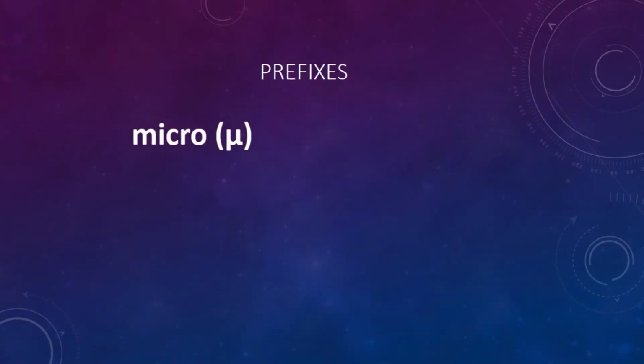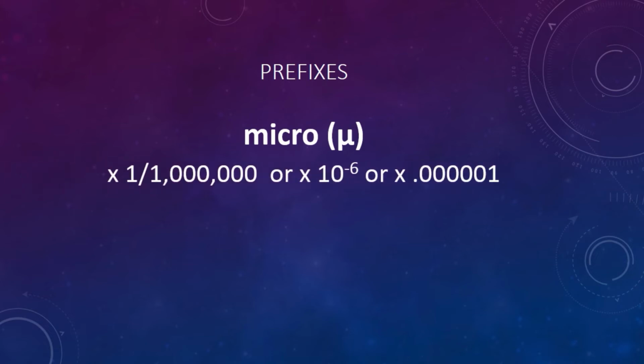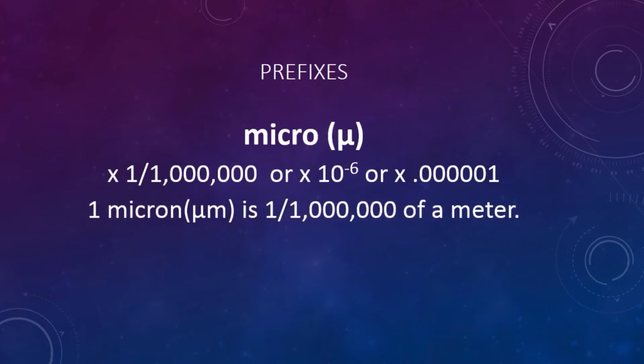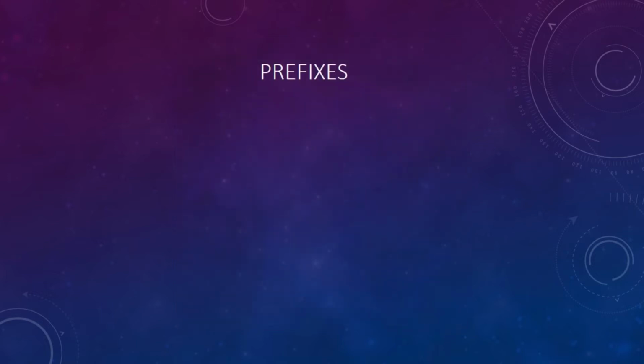The next prefix is micro, which means 1/1,000,000th, or times 10 to the minus 6, or times 0.000001. In distance, we say a micron instead of a micrometer. A human hair is about 70 microns in diameter. A red blood cell is about 8 microns in diameter. A micron is pretty small.